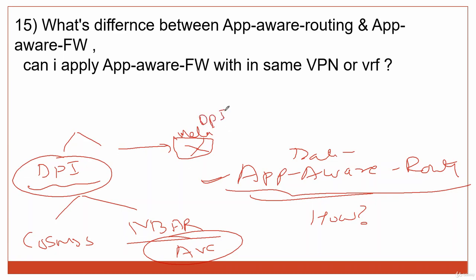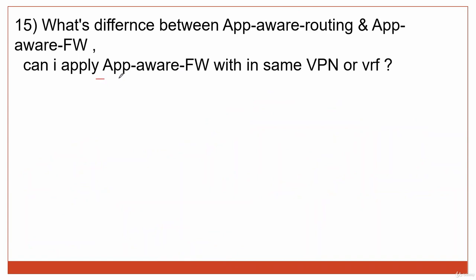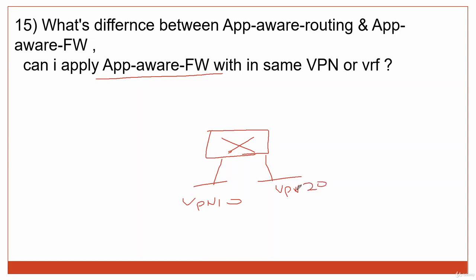Now your DPI engine can recognize the application, and then you can create either an app route policy or an app firewall policy. Okay, so that's the answer to the first part. Now the follow-up question: your answer is correct, that it supports app aware firewall. So when I have a service side VPN, say VPN 10, and suppose I have VPN 20, can I apply the app firewall to the same VPN or a different VPN?